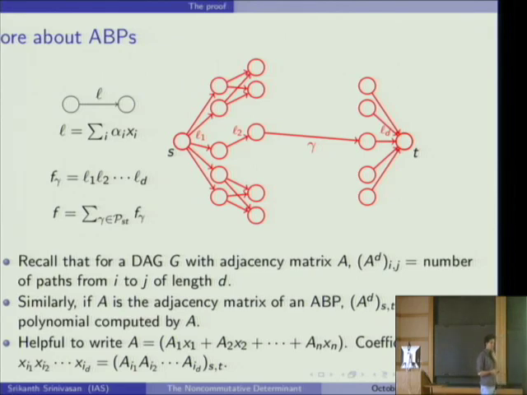The reason this is helpful is that if I want to think of the coefficient of a certain monomial in my polynomial, it's very easy. If I want to compute the coefficient, for example, of x_{i1} x_{i2} through x_{id}, then all I need to do is compute the product of the corresponding matrices and look at the stth entry.